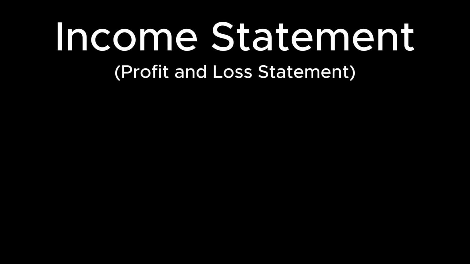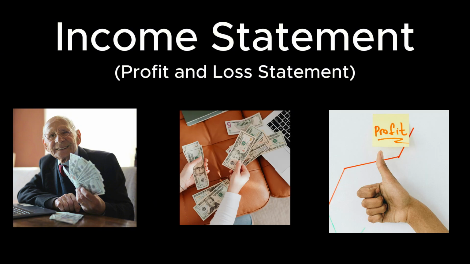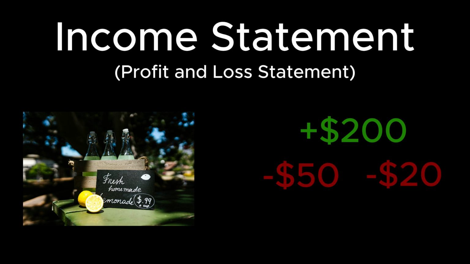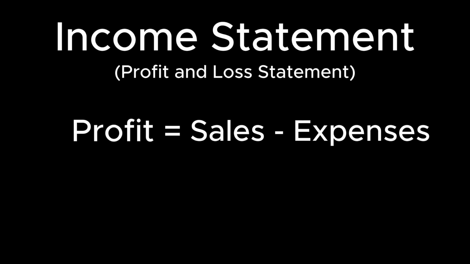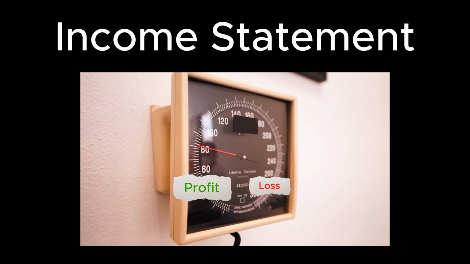Next, we have the income statement, also called the profit and loss statement. This report shows how much money you earned, what you spent, and whether you made a profit or a loss over a period of time. For example, our lemonade stand sold $200 worth of lemonade in 1 week, but you also had expenses: $50 for lemons and sugar, $20 for cups, and total expenses altogether of $70. To find your profit, subtract expenses from sales. $200 of sales minus $70 of expenses equals a $130 profit. The income statement tells you how well your business is performing. It answers, did I make money or did I lose money?